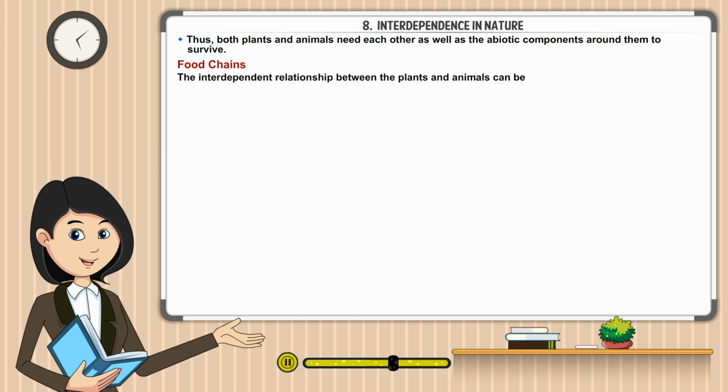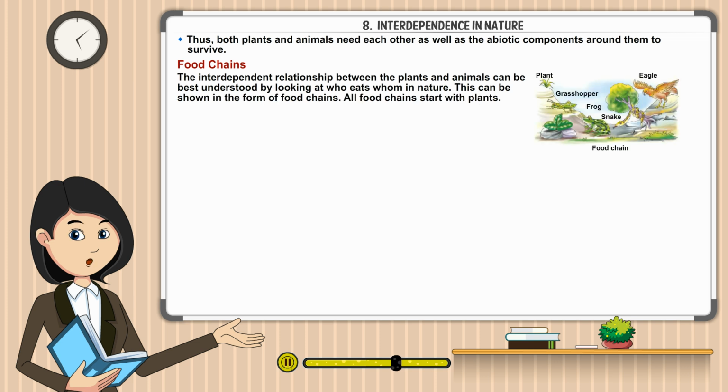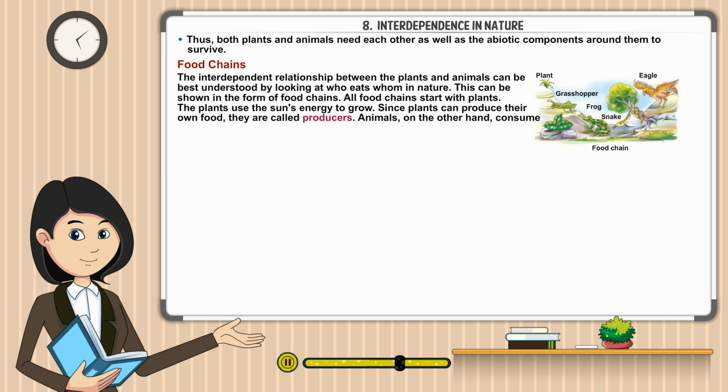Food chains. The interdependent relationship between the plants and animals can be best understood by looking at who eats whom in nature. This can be shown in the form of food chains. All food chains start with plants. The plants use the sun's energy to grow. Since plants can produce their own food, they are called producers. Animals, on the other hand, consume plants.